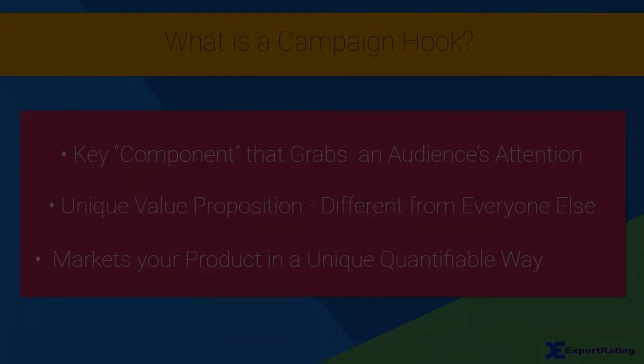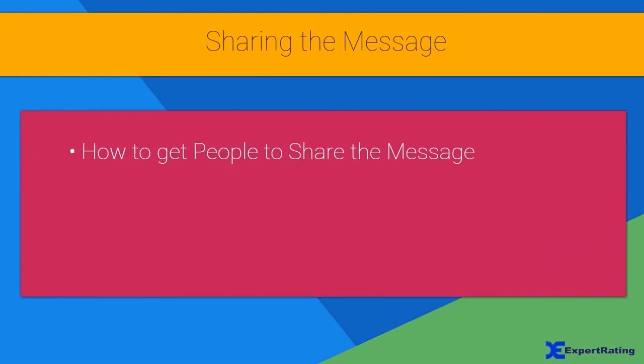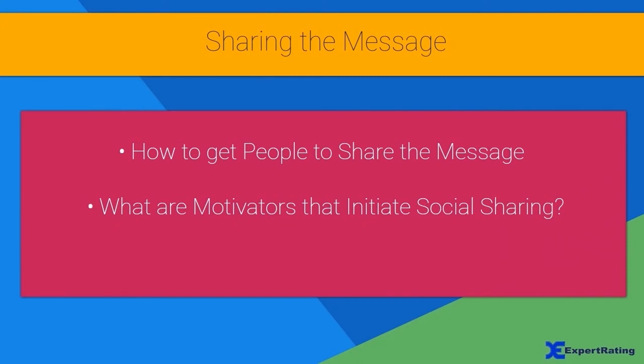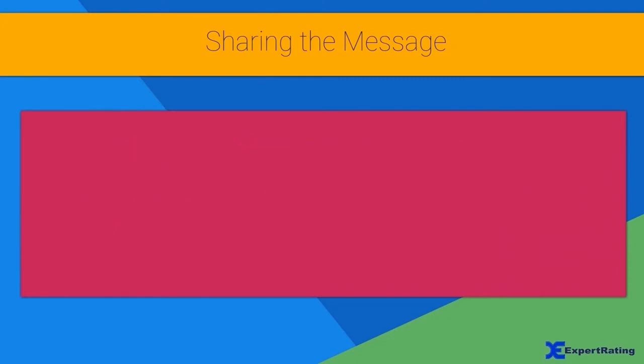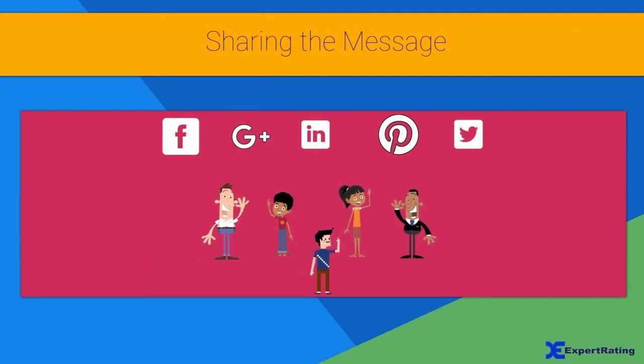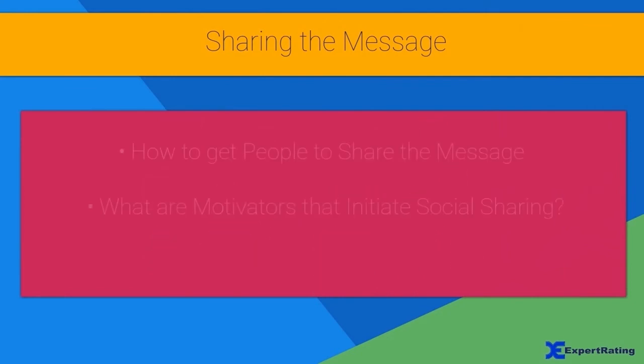After creating and delivering your company's message, the next step is getting people to share it. What are the motivators that initiate social sharing amongst platforms? Social media campaigns are like any other digital campaign. They rely on a psychological phenomenon to motivate people to act. The goal here is to not only attract consumers already in your demographics, but to spread awareness to their friends and their friends' friends, and so on.